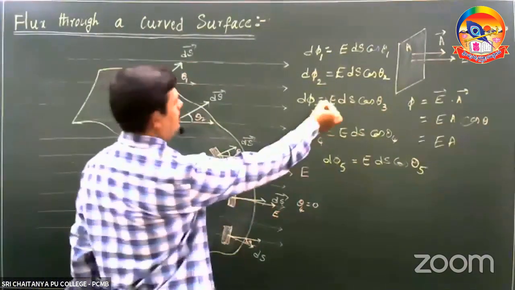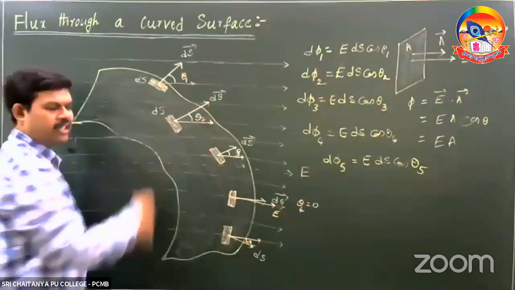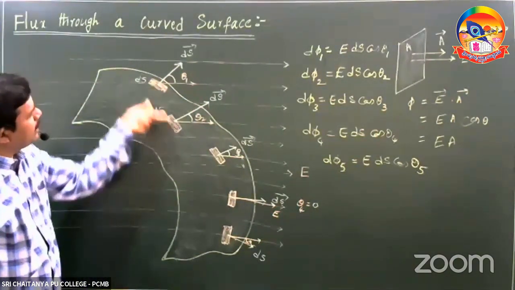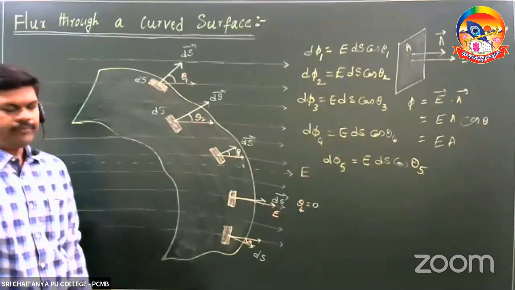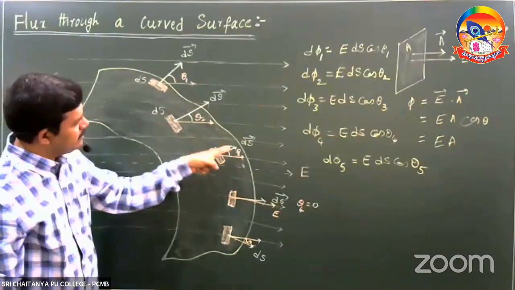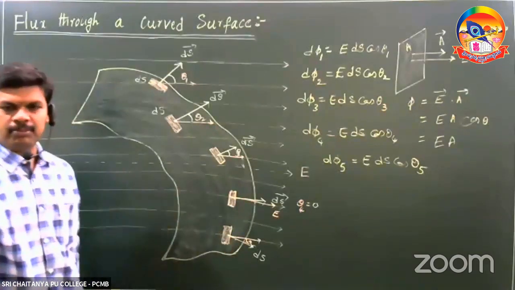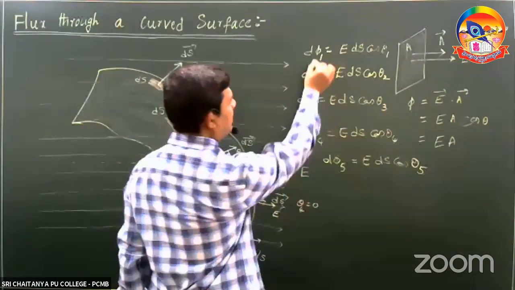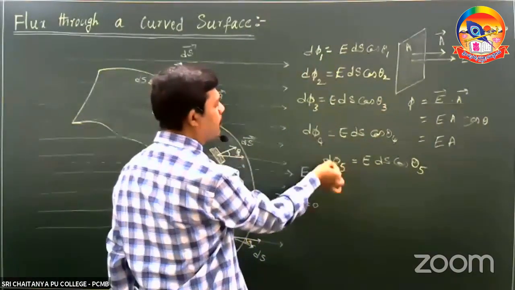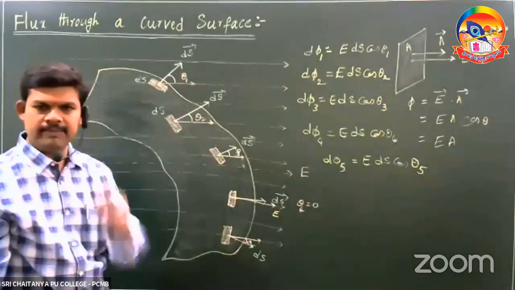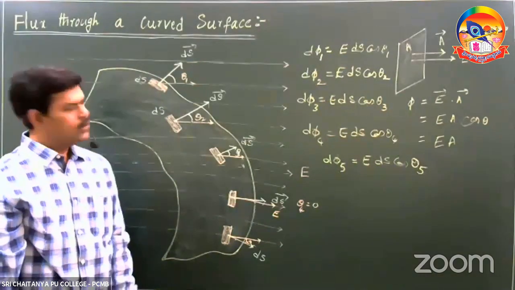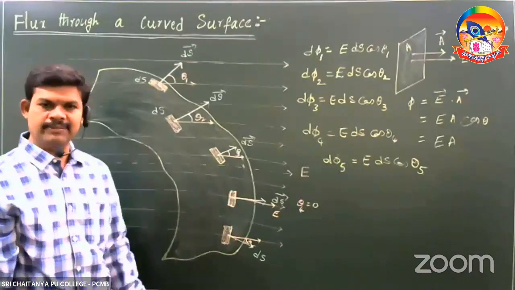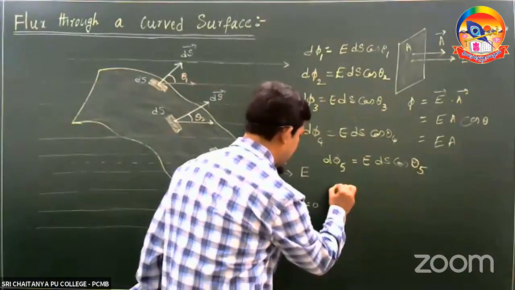Here, E is the same electric field, and ds, small elements of equal area I took. But the thetas differ from point to point, right? In that case, this d phi 1, d phi 2, d phi 3, d phi 4, d phi 5 are not the same, right? So what is the net flux through this? If you are asked, what is the net flux?